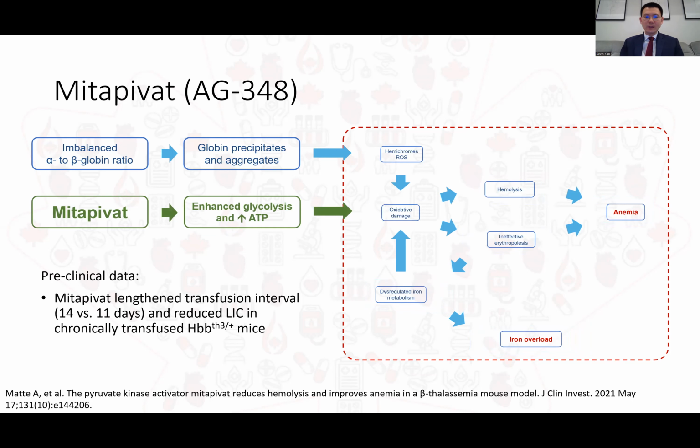Preclinical data comes from chronically transfused beta thalassemia mice, where mitapivat lengthened the transfusion interval from 11 days to 14 days and reduced the liver iron concentration.